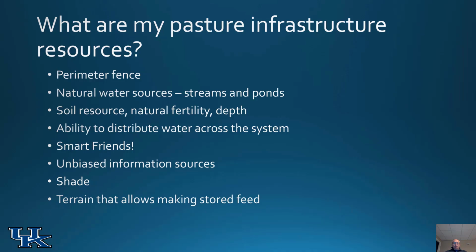Of course, the soil resource is something we should consider. Its natural fertility, its depth, and that's something that, of course, we've explored with the web soil survey. The next bullet is the ability to distribute water across the system, and we've mentioned before the importance of having water spread out across a system to increase the percent utilization, and also to improve the distribution of manure and urine.